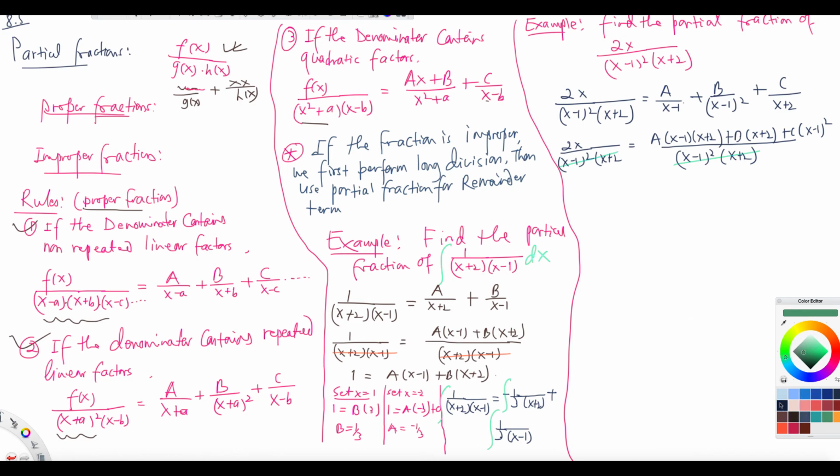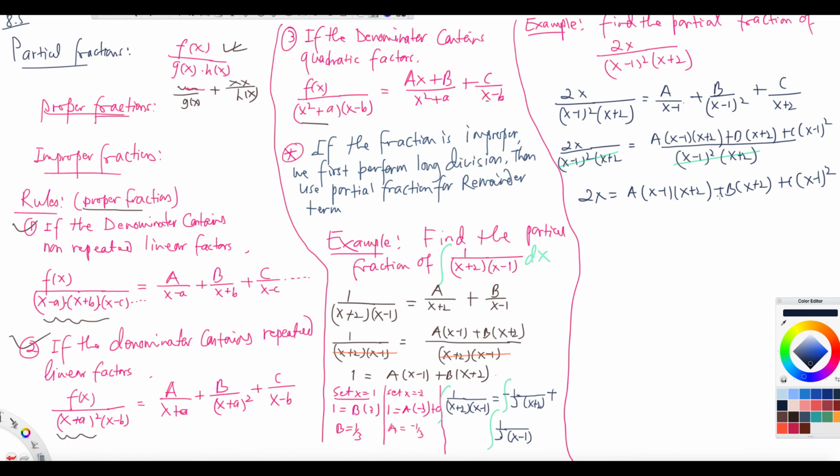So what is left there is 2x equals a times (x minus 1) and (x plus 2), right? And then plus b times (x plus 2), and then plus c times (x minus 1) squared, right? So you can find these partial fraction videos on YouTube, and you can also watch the video on the website, the book's video. Okay, you can watch those too.